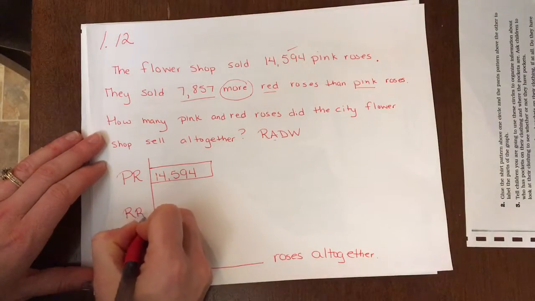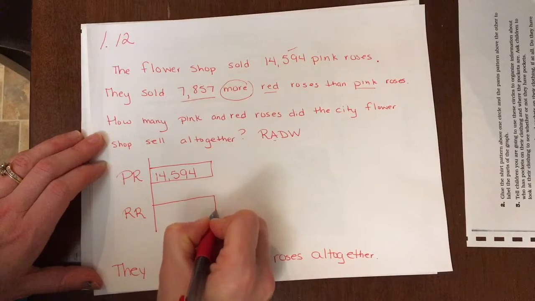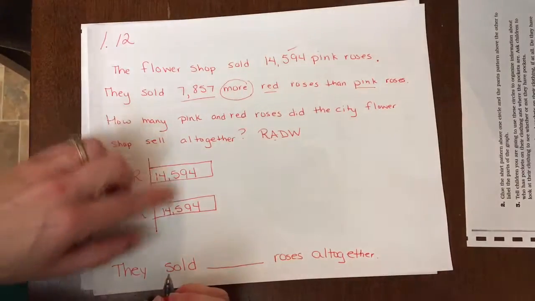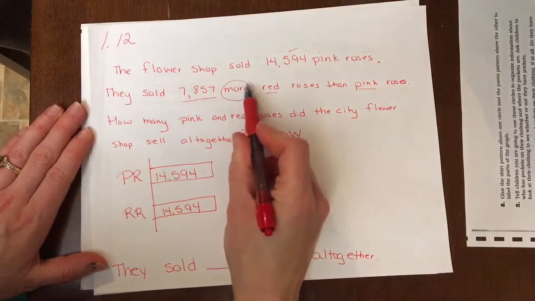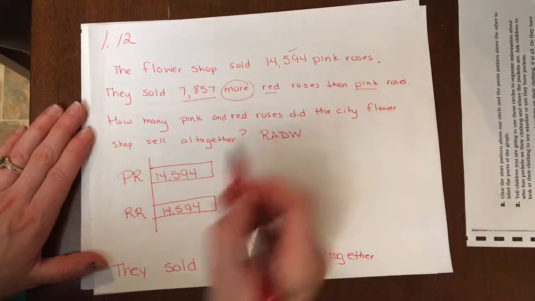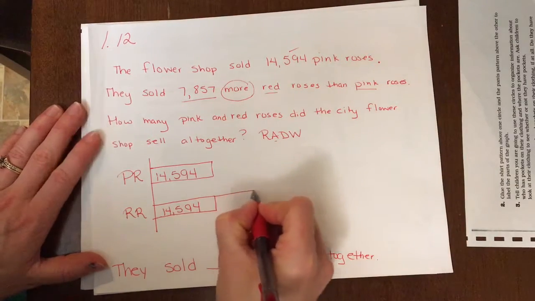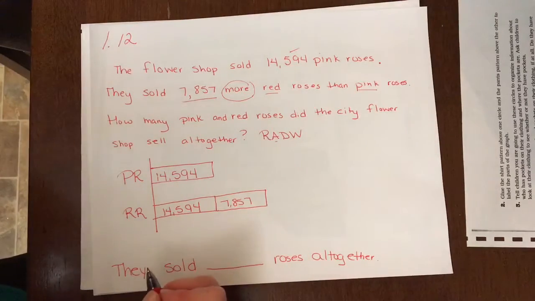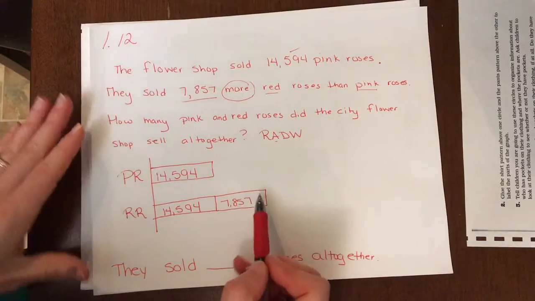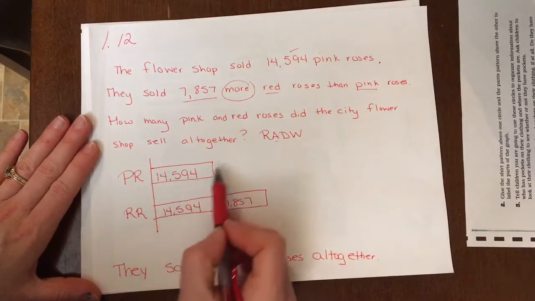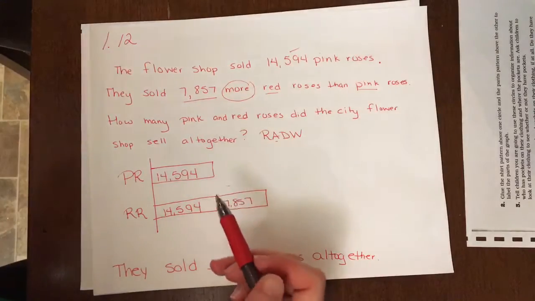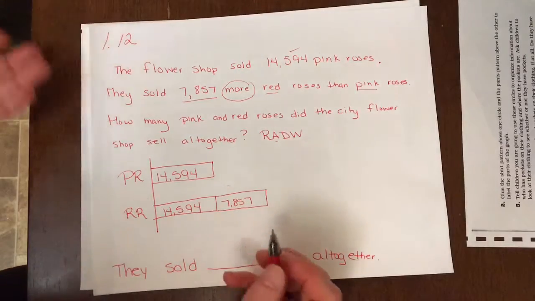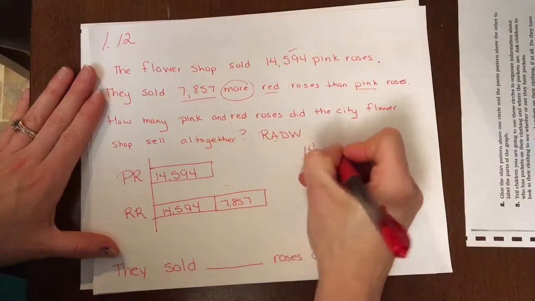So that means what we have to do is keep what we know, which is our pink roses. You'll notice my box is the same size because it's the same amount. And then we have to add on the red roses because it's more than pink. So we're going to add on 7,857. So now we know we had more red, and you can see that with our picture, plus our pink. So what we're going to do is add up all three of these in order to determine how many roses total. So I'm going to write that over here.